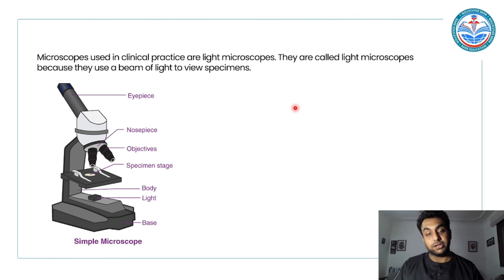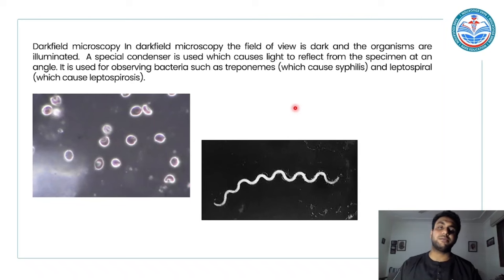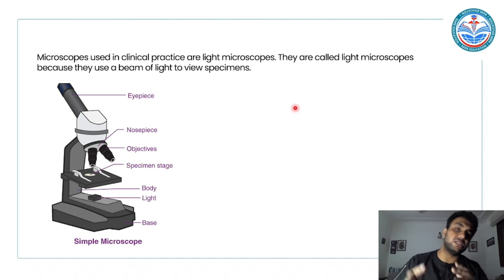But still, we need to know what a microscope is and how it works, because again, as a doctor, you have to know everything. So, microscopes can be of different types. If you see this microscope, you will see that this is a light microscope. Now, what do you mean by light?